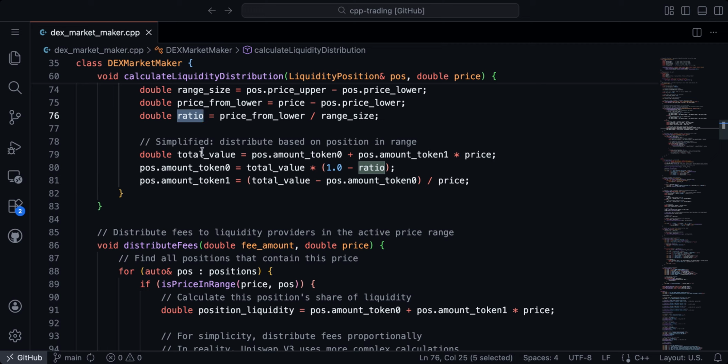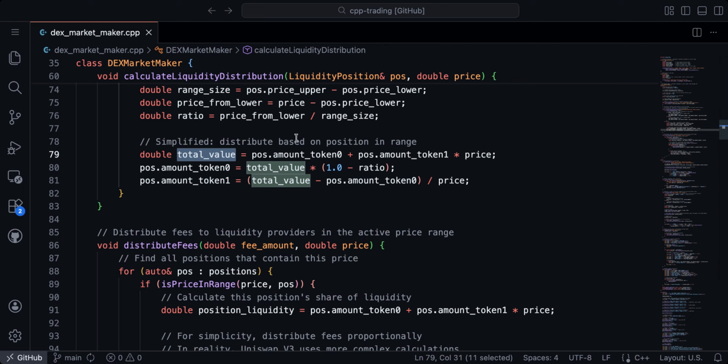We calculate the total value of the position by adding amount token 0 and amount token 1 multiplied by the current price. We then distribute this value proportionally. Amount token 0 gets total value multiplied by 1.0 minus ratio, meaning more token 0 when price is lower in the range. We calculate amount token 1 by subtracting amount token 0 from total value and dividing by the current price.